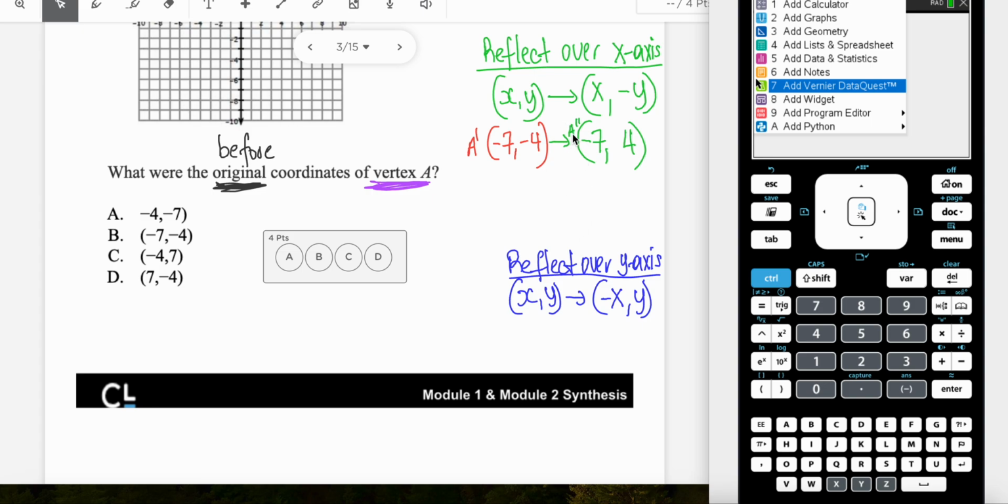We're going to now take our a prime prime and reflect it over the y axis. So for our a prime prime, it's going to be negative 7, comma 4. Now you reflect that over the x-axis, so notice that the x-coordinate changes from positive to negative, and then the y remains the same. So with that, we're going to have positive 7 and positive 4. And that would be the a prime prime if we use this one.